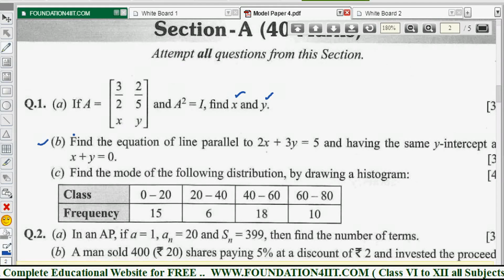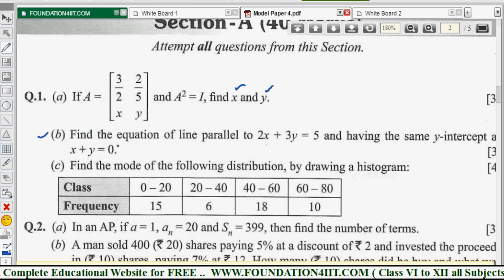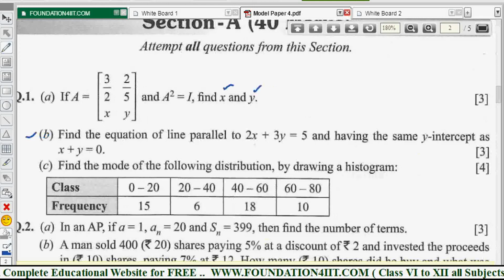And in this second one, first, find the equation of the line parallel to 2x plus 3y is equal to 5. So we need to find the equation of the line which is parallel to this equation and having the same y-intercept as x plus y is equal to 0. Now let us take the given equation of line.